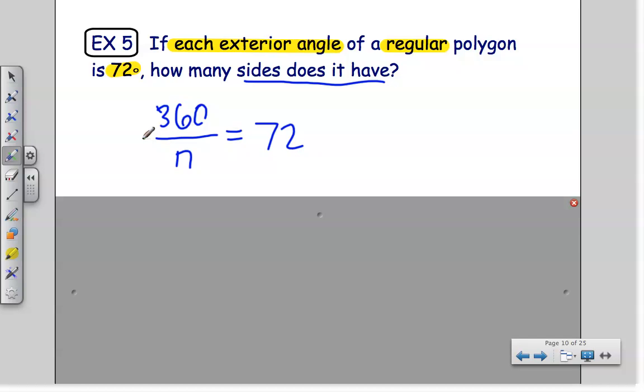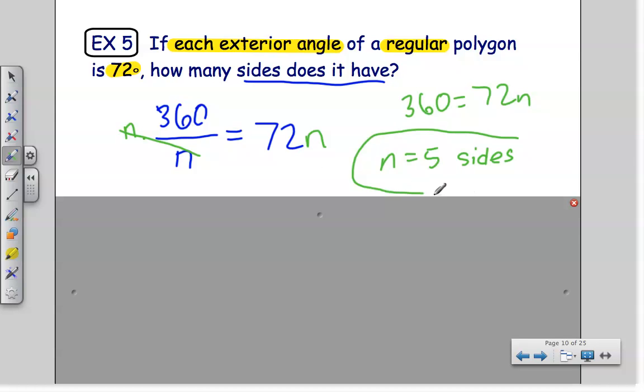I don't like that n's on the bottom, in the denominator, so first you multiply by n to bring it over here, and you have 360 equals 72n. All you got to do now is 360 divided by 72. And I get that the number of sides is 5. And you have to get a nice whole number for the number of sides. That makes sense. So in a pentagon, right, that's 5 sides, each exterior angle measures 72 degrees.